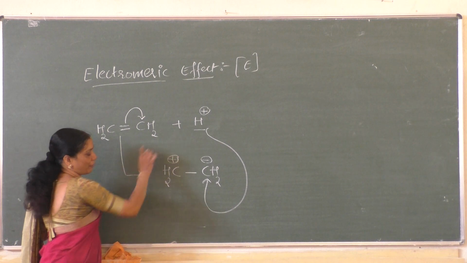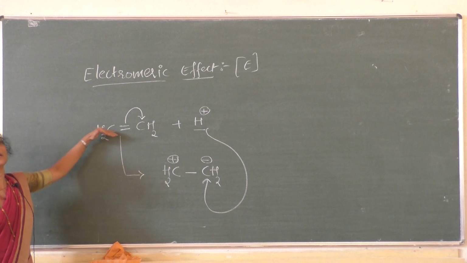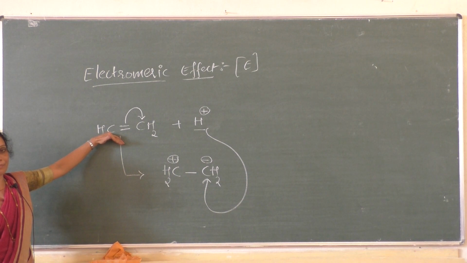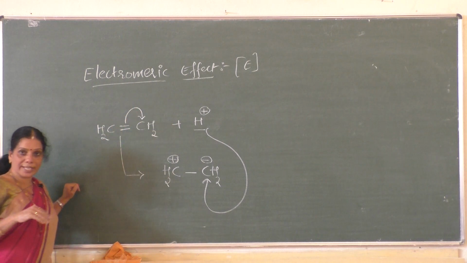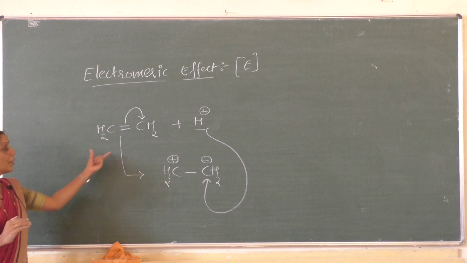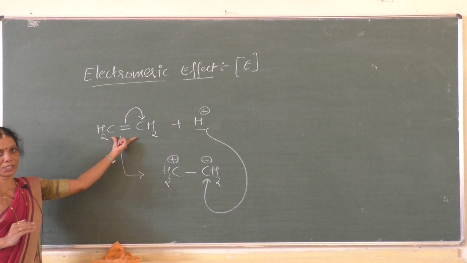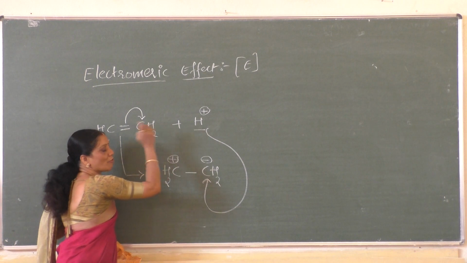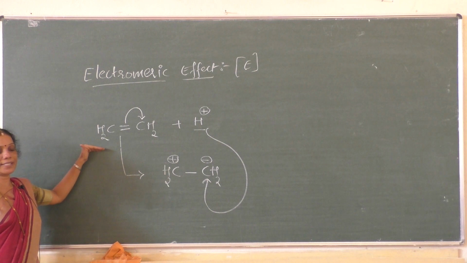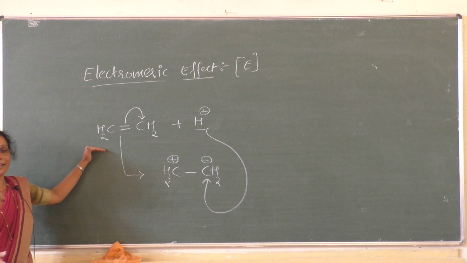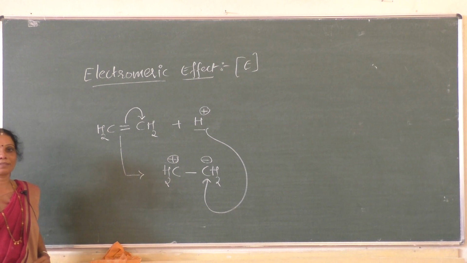Now what is the meaning of the electromeric effect? It is a temporary effect where the complete transfer of pi electrons takes place to any one of the atoms involved in the multiple bond under the influence of an attacking agent. Clear now students? Let us study this electromeric effect in detail in the next session. Thank you students.